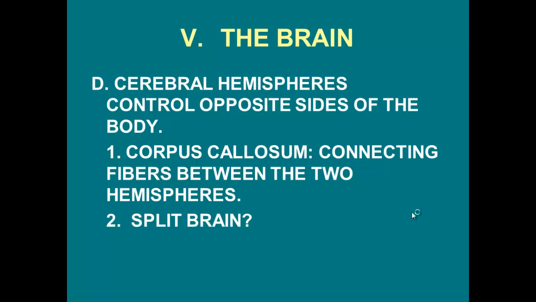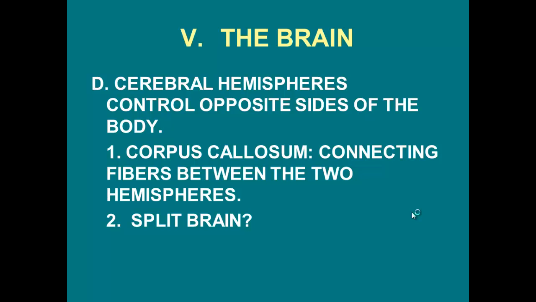Cerebral hemispheres control opposite sides of the body. So the right side of my body is controlled by the left cerebral hemisphere, and the right hemisphere controls the left side of my body. So if I have a stroke and have damage and can't move my left arm, then there's probably something going on in the motor areas in my right hemisphere.